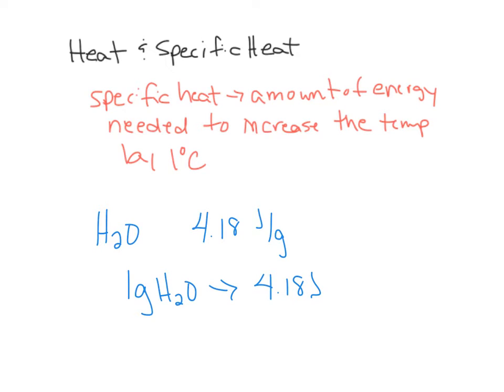Let me backtrack. Let's say I had 1 gram of water at 70 degrees Celsius. I would need 4.18 joules of energy to increase the temperature to 71 degrees Celsius. That's what we're looking at. This specific heat is unique for every substance.